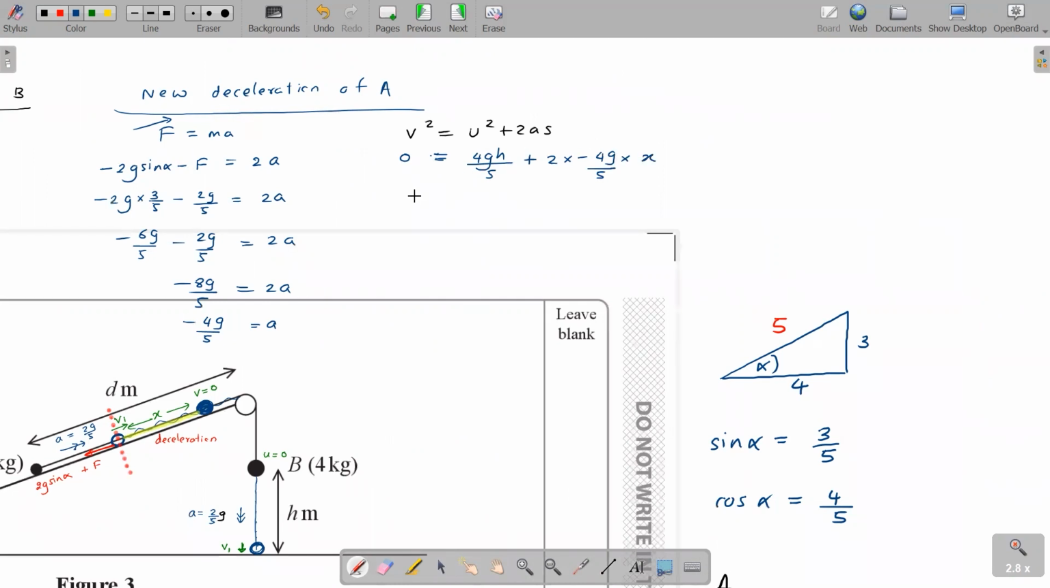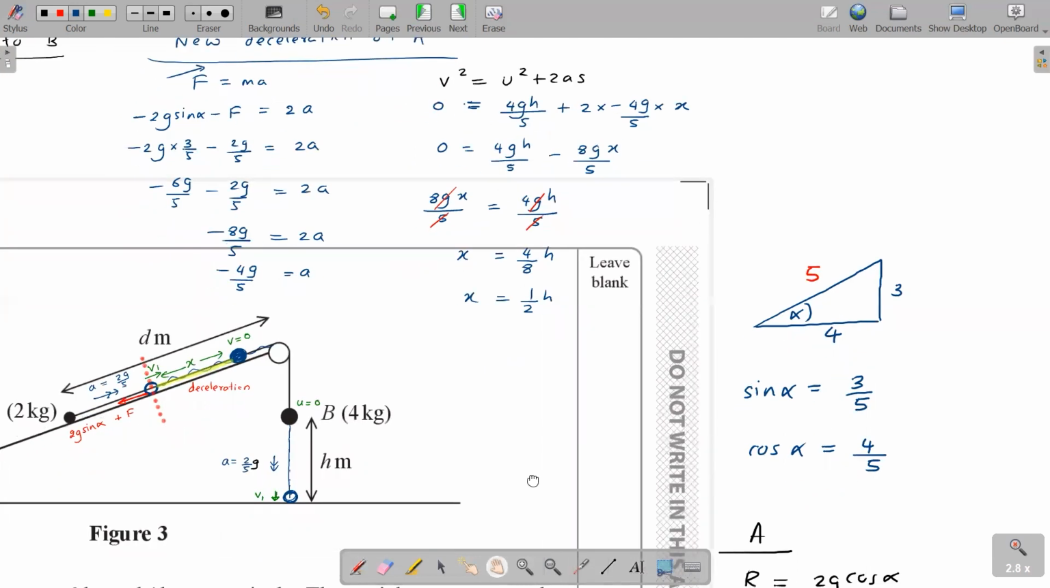Do you agree with me? 0 equals 4gh over 5 minus 8gx over 5. Minus 8gx goes across as plus 8gx over 5 equals 4gh over 5. Your task is to make x the subject. 5 will cancel out, g will cancel out. So you get x equals 4 over 8 h, or it's half h. Do you agree?